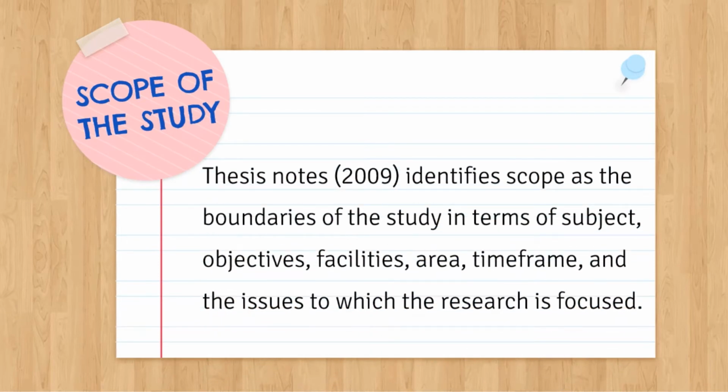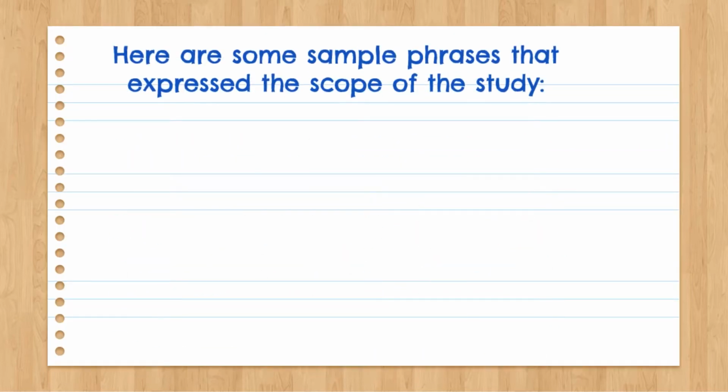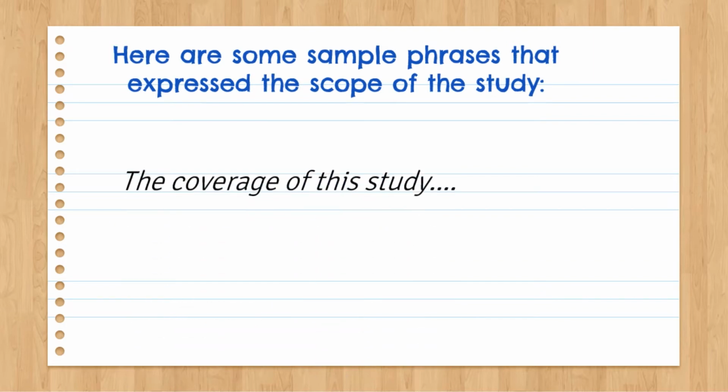Thesis notes identify scope as the boundaries of the study in terms of subject, objectives, facilities, area, time frame, and the issues to which the research is focused. Here are some sample phrases that express the scope of the study. First, the coverage of the study. You could also use the second one.